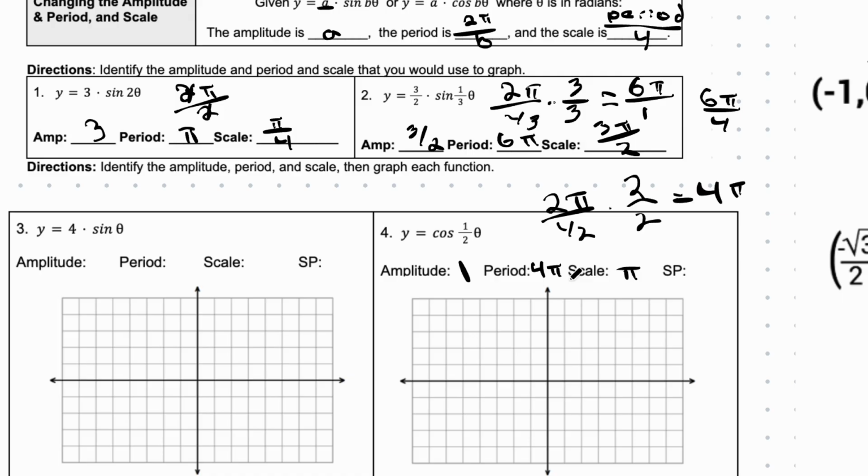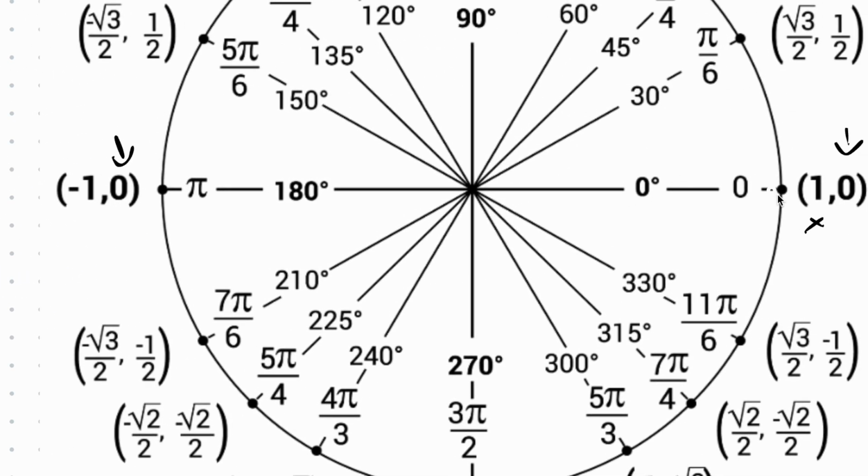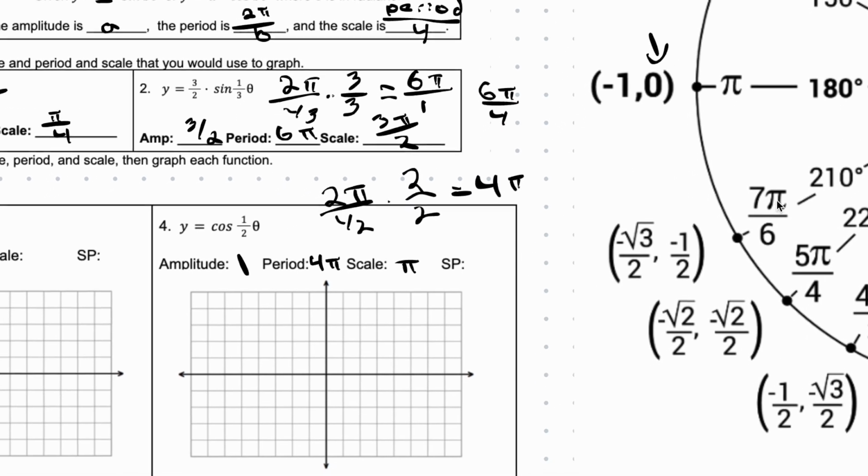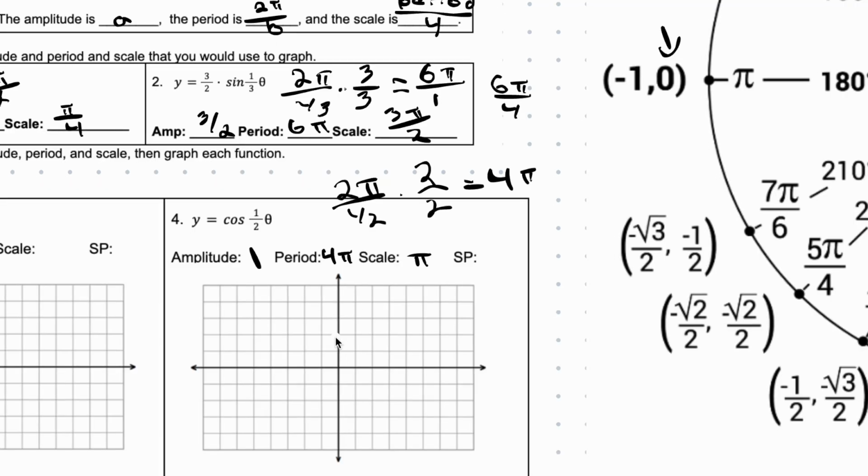And our starting point, well, let's plug in 0 for theta, and then we'll get our starting point. So what's 0 times 1/2? It's just going to be 0. So what's cosine of 0? We go to our unit circle, and it's just going to be 1. And I'm actually just going to, let's do 1 here. So this is going to be 1, this is going to be 2, this will be -1, and this will be -2. Okay, so we start at 0, 1.